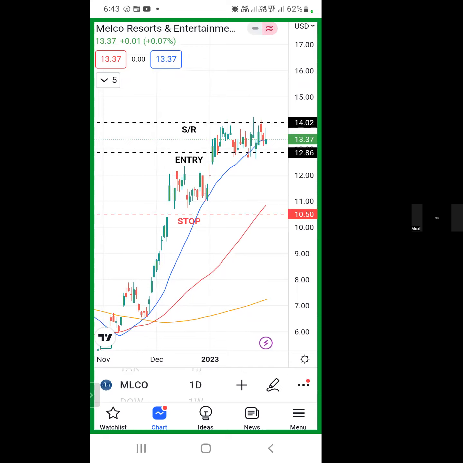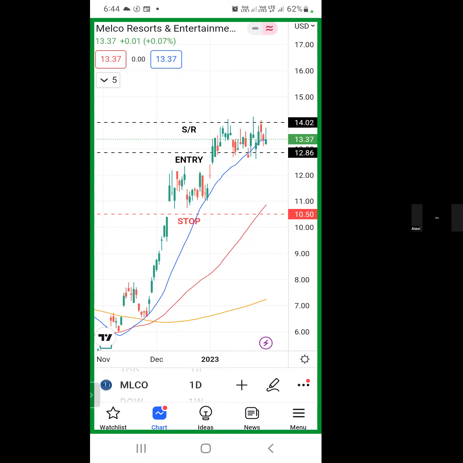Once this resistance is crossed and goes to the next level, then I can add more, because the trend is being confirmed even more. Of course, there are two ways that I'm using to determine the trend. The 20-day moving average, which is blue, is above the 60-day moving average, which is red. And below that, you have the 200-day moving average, which is the orange line.